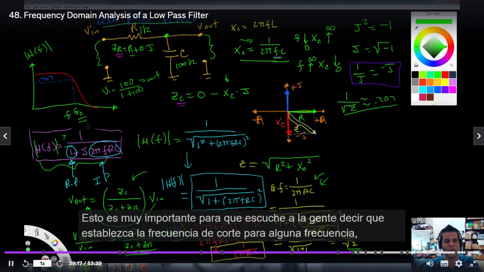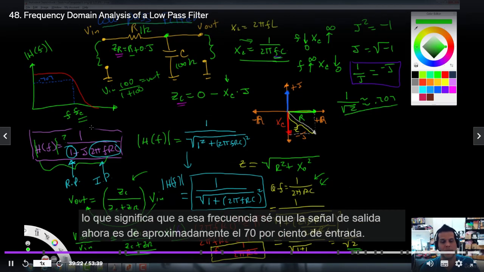So this is very important. You'll hear people say, set the cutoff frequency for some frequency. That means at that frequency, I know that the output signal is now at about 70% of its input.